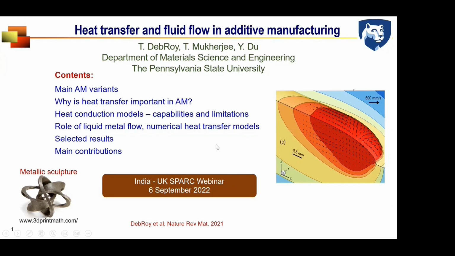The simplest and the most elegant of all of these models is heat conduction models, their capabilities and limitations, and then move on to the next topic, which is how convection, particularly flow of liquid metals, affect these simulations, present some selected results, and summarize the main contributions.